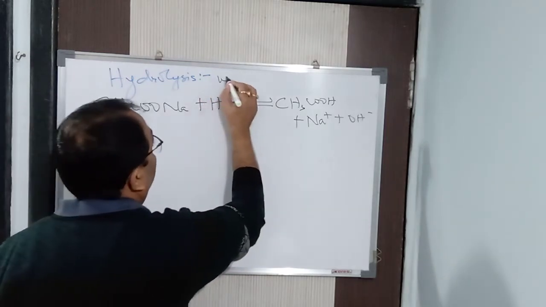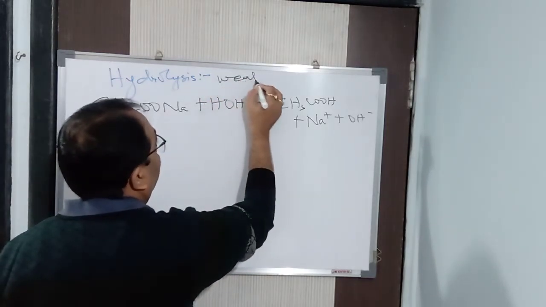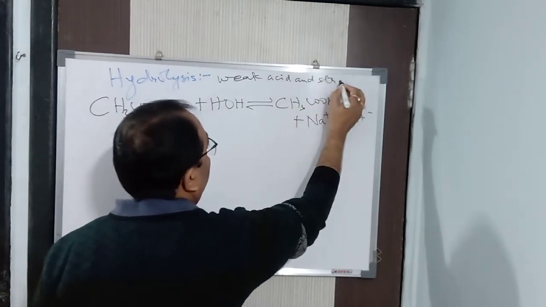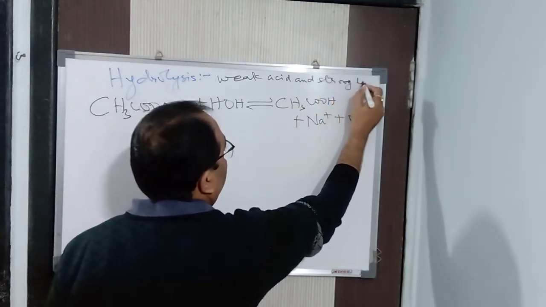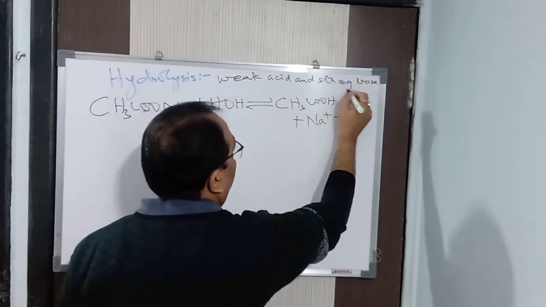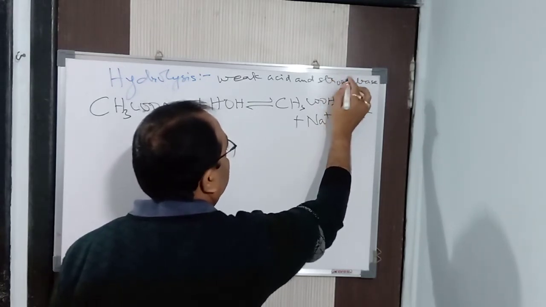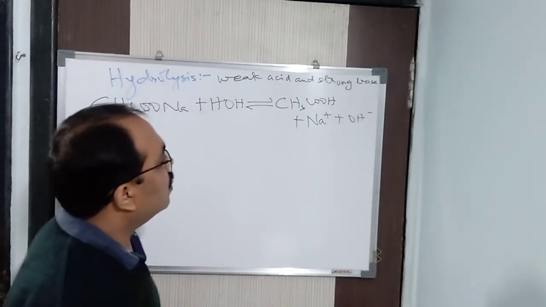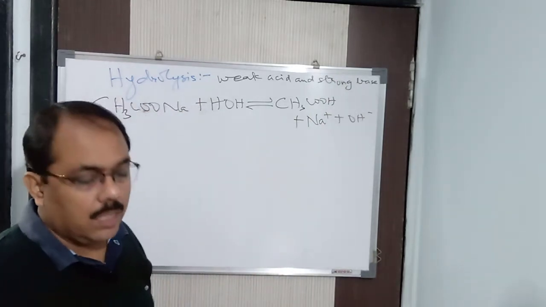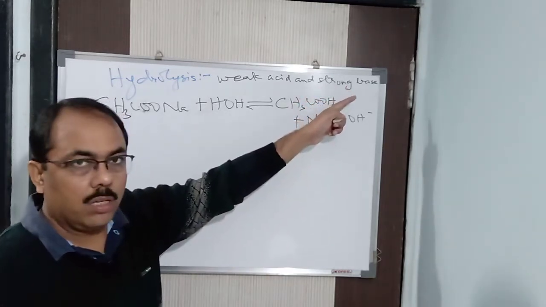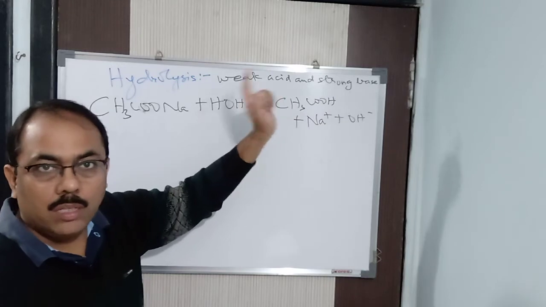Let me write that, what I have taken here: weak acid and strong base. So when it is weak acid and strong base, the resultant solution will be nothing but basic in nature. It will be basic, definitely, because the base is stronger. So hence the resultant solution has to be basic in nature.